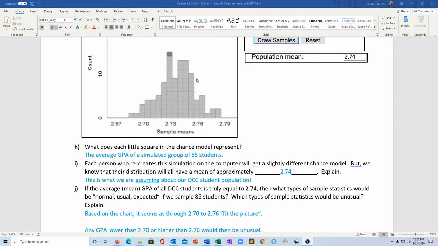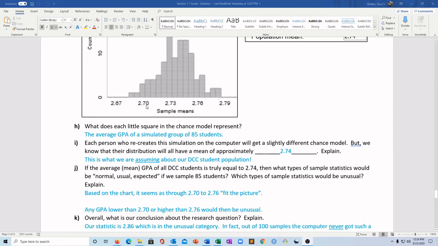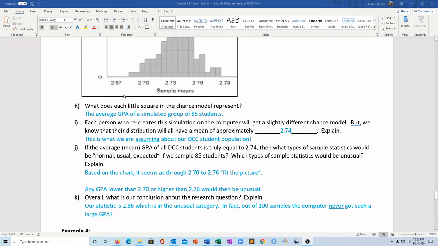But it kind of seems like this is the middle, and outside those numbers, you're starting to get really unusual things that, again, could happen, remember, but don't seem to really fit the pattern. They're not very frequent. So I said 2.7 to 2.6 fits the picture. They're usual, normal. Anything lower than 2.7 or bigger than 2.76 will be unusual, because they just don't happen very frequently in this model. So what's our conclusion?